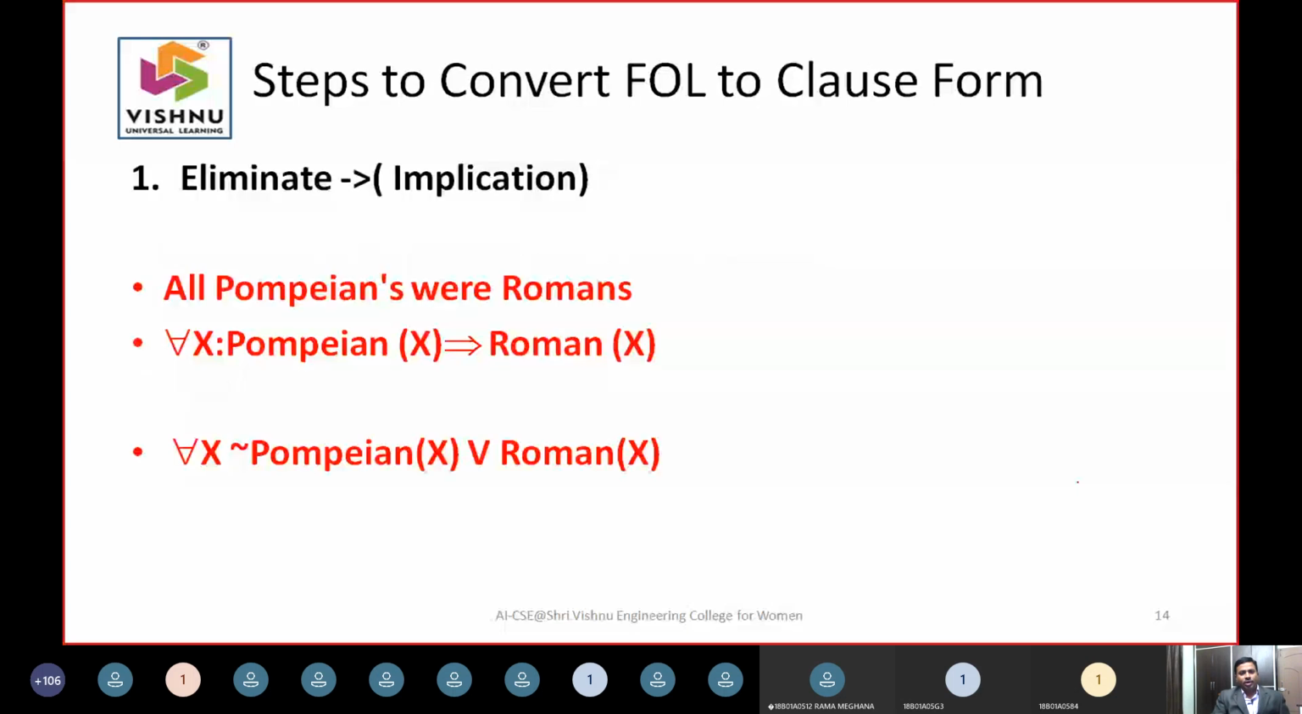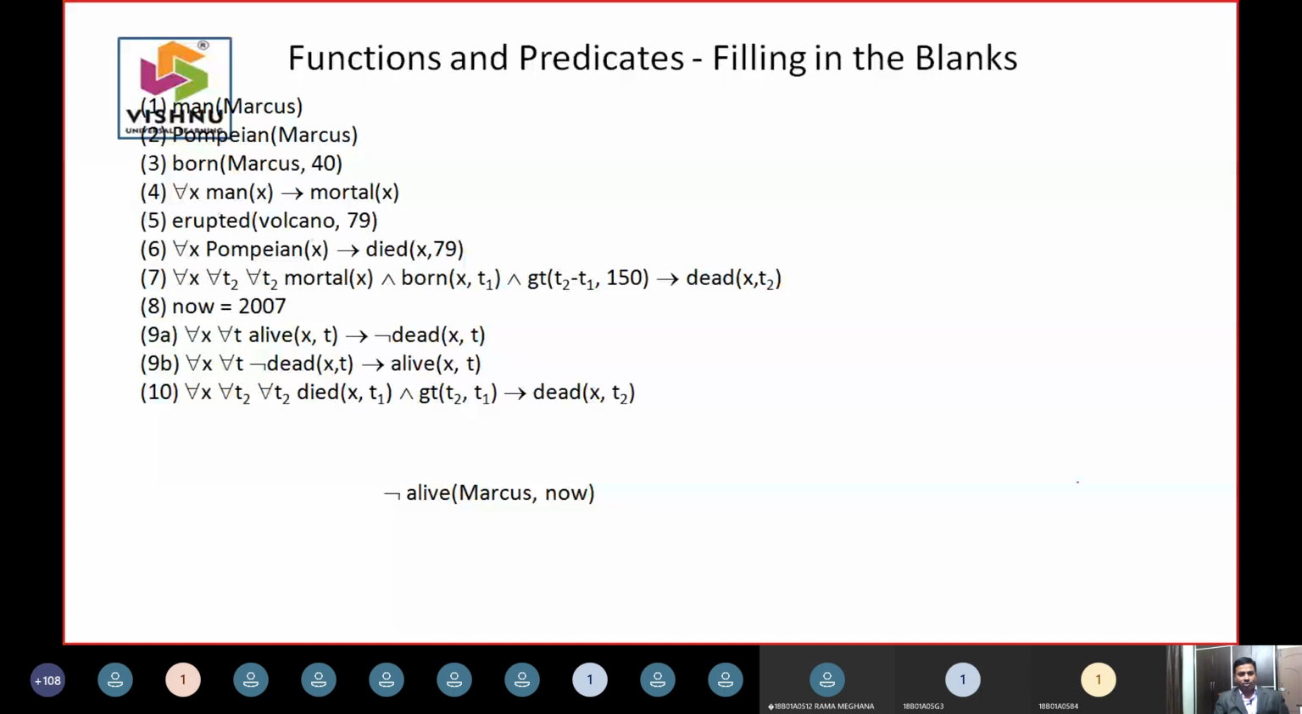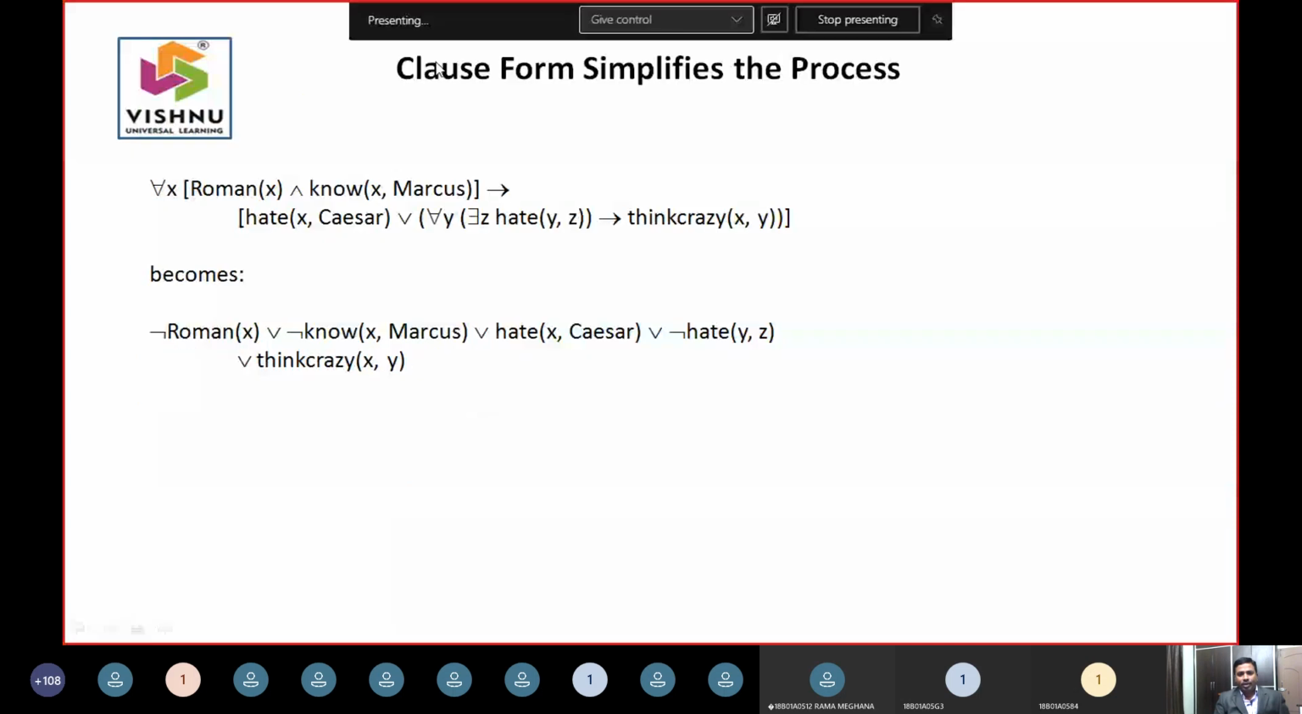So these are the steps to convert first order logic into clause form. This is what I have prepared. I have a set of steps that I have taken from your example. Just a minute. This is what you have in the textbook.